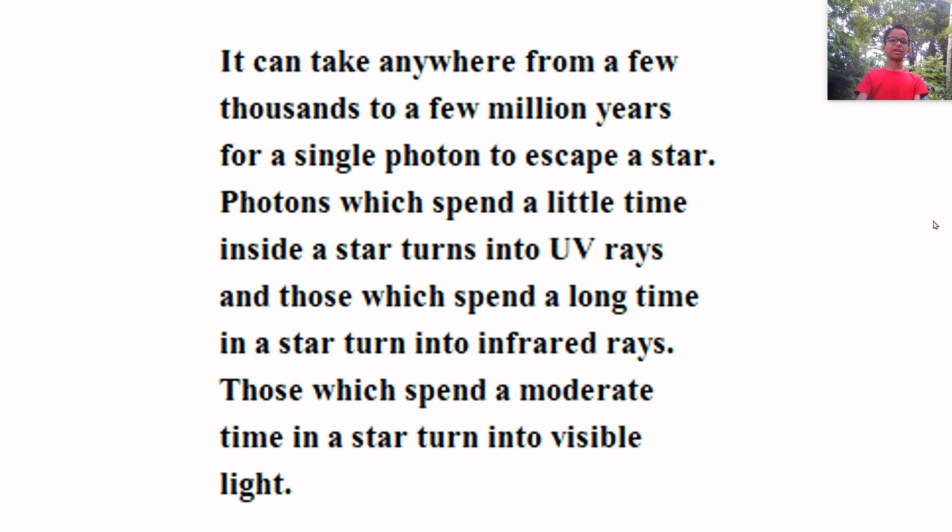It can take anywhere from a few thousand to a few million years for a single photon to escape a star. Photons which spend little time inside a star turn into UV rays, that is ultraviolet rays, and those which spend a long time in a star turn into infrared rays, that is heat. Those which spend a moderate time in a star turn into visible light.